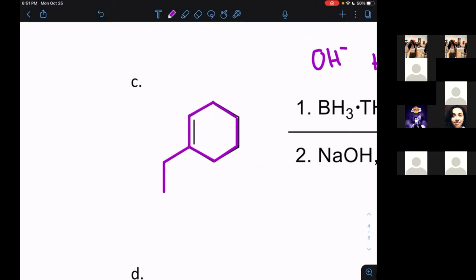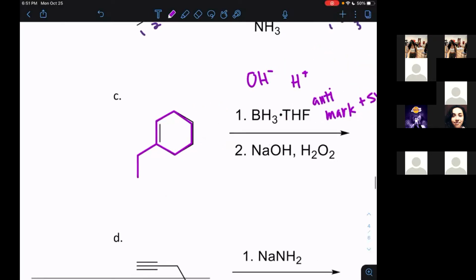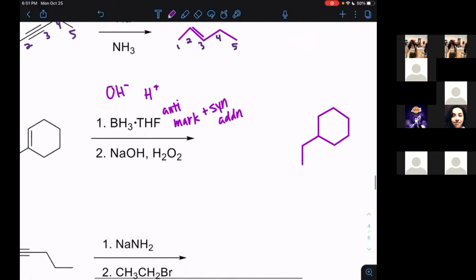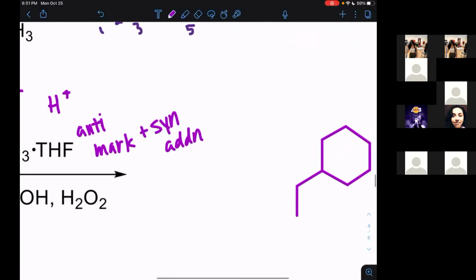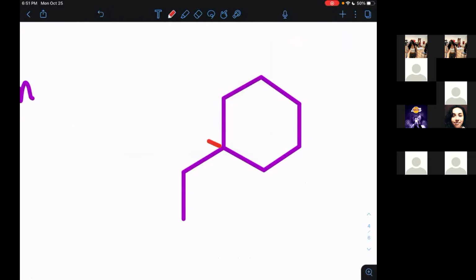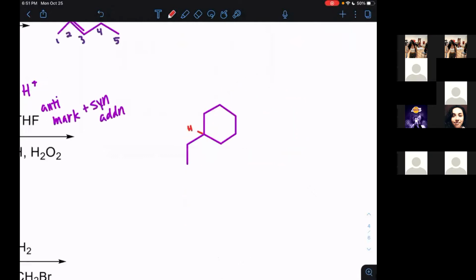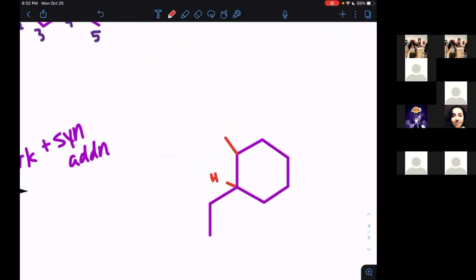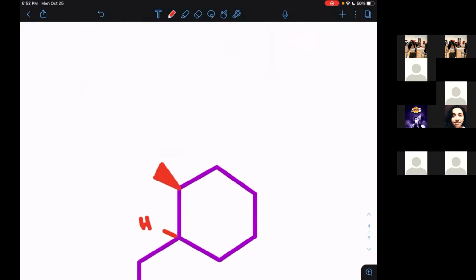So that means the hydrogen will add to the side with less hydrogen. So we'll have a hydrogen here, and we'll also have the OH over here. Or we'll have the OH on this one. And it's syn addition, so you do have to show the stereochemistry.